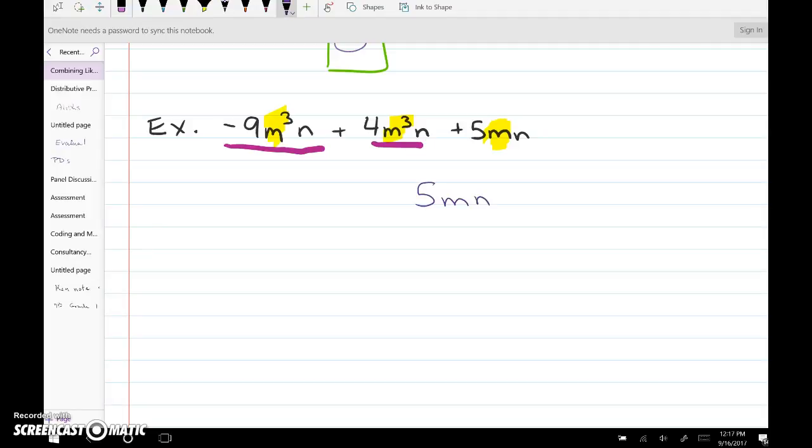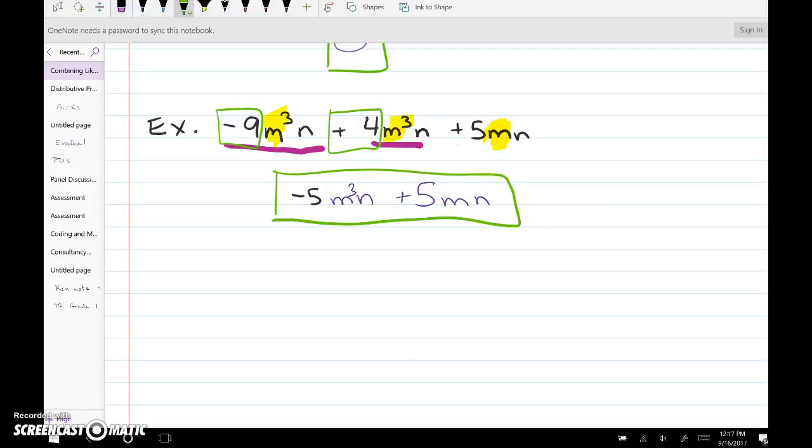5mn. Now let's look at the beginning here. We have an m to the third n. It's plus 5mn, so we're going to keep that plus 5mn. And now we have to look at our negative 9 plus 4. Negative 9 plus 4 is, you guessed it, negative 5. And this is everything simplified. This is my answer. Sorry about the color changes. Negative 5m to the third n plus 5mn.